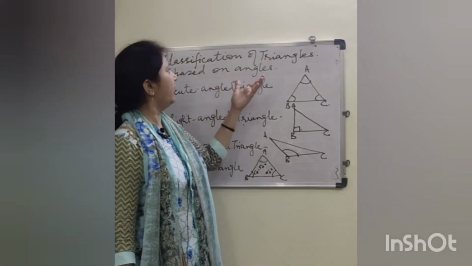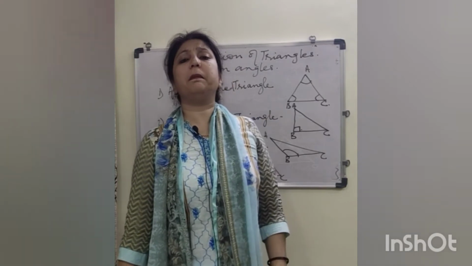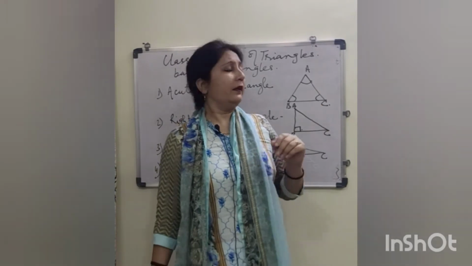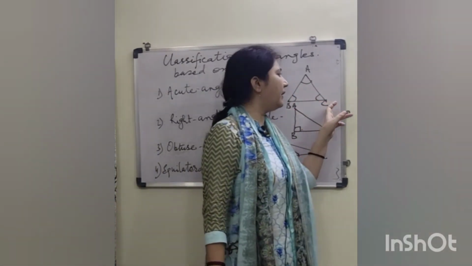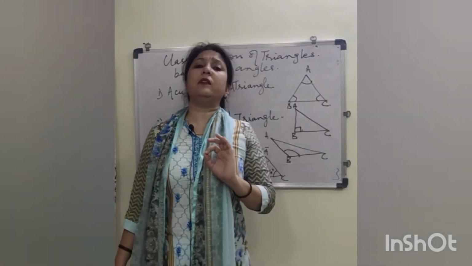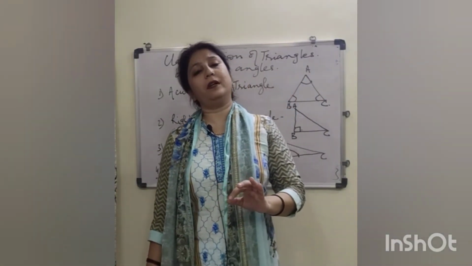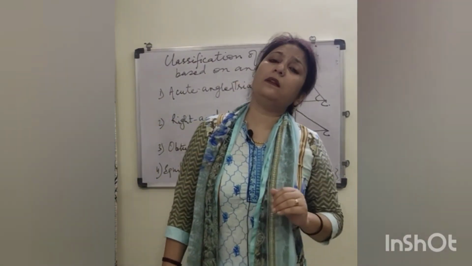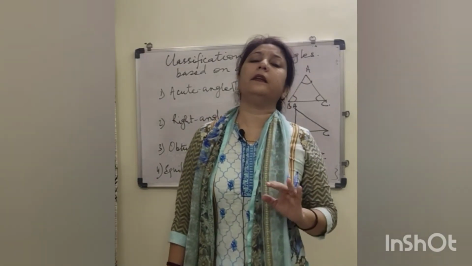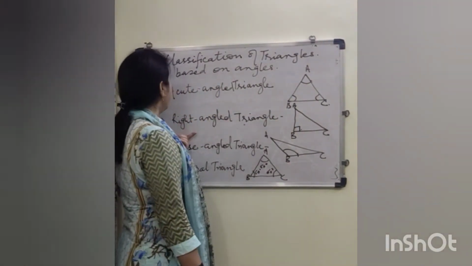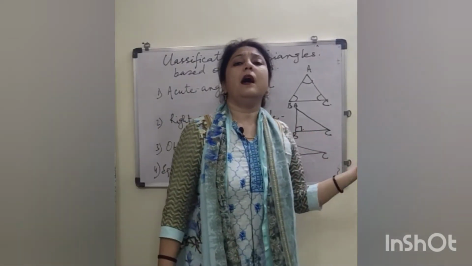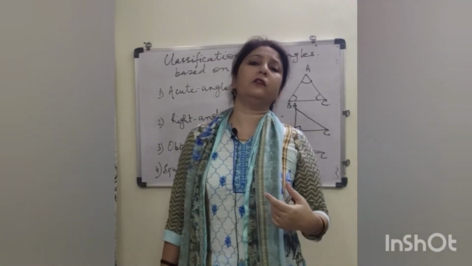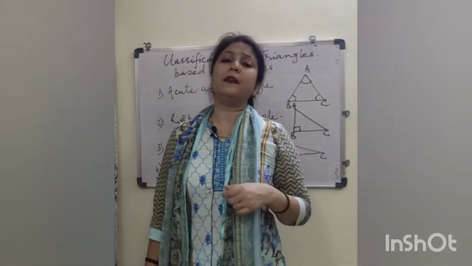Now another classification is classification of triangles based on its angles. The first one is acute angle triangle. Here I have drawn a triangle ABC having all three angles acute. Acute means children, each angle measures less than 90 degrees. So all three angles will measure less than 90 degrees, then triangle is acute angle triangle. The second comes right angle triangle, a triangle in which exactly one angle is of 90 degrees, it is known as right angled triangle.